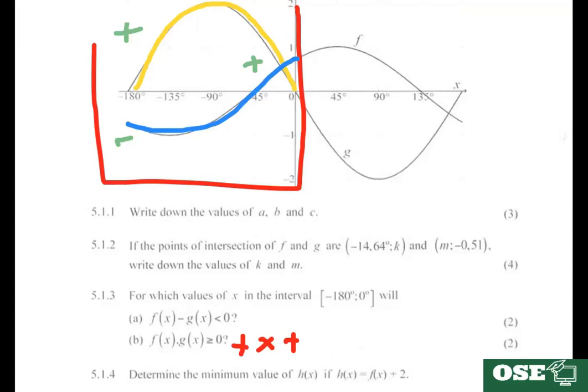Between which two x values are both f and g positive? Negative 45 and 45 degrees. And what? I can't hear you, Mbali. Please repeat.